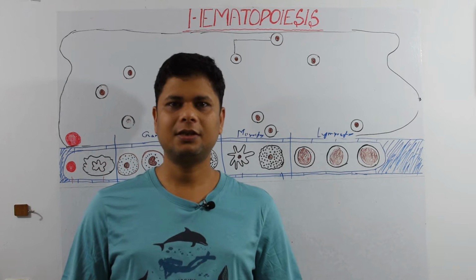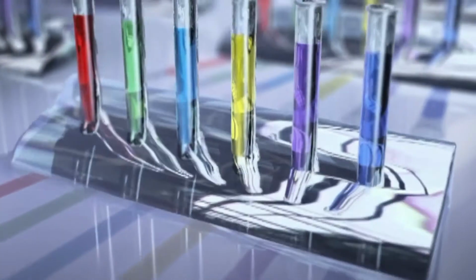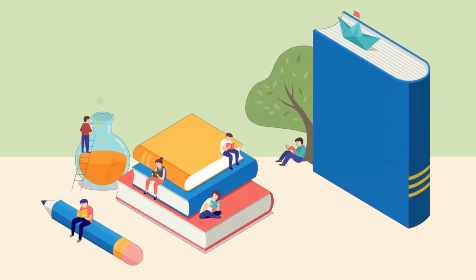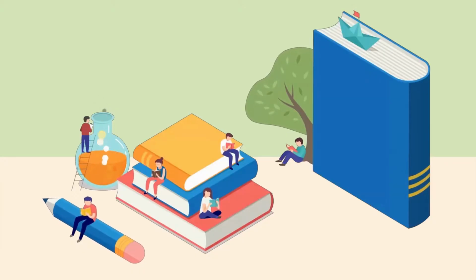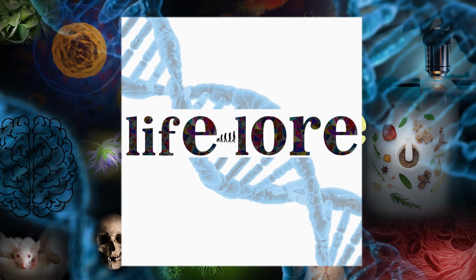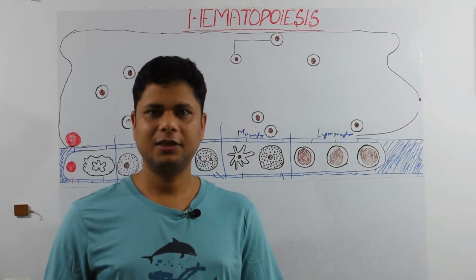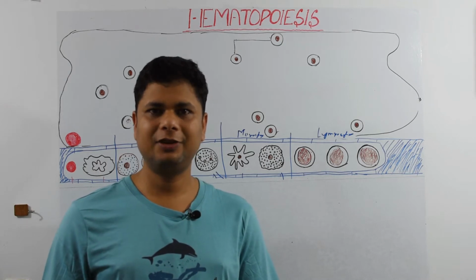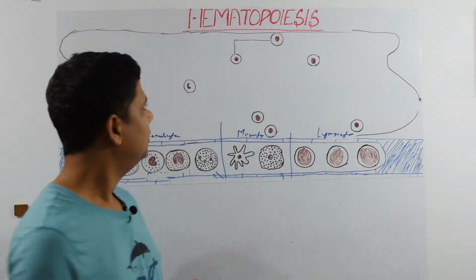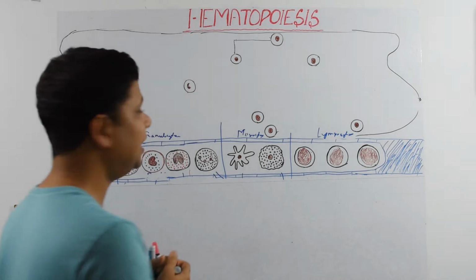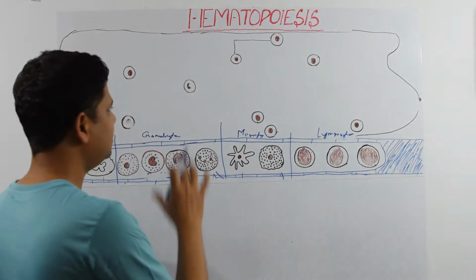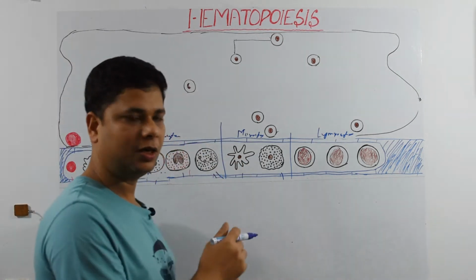Today we are going to discuss hematopoiesis. So what is hematopoiesis? Hematopoiesis is the production of different blood cells from hematopoietic stem cells. So this whole process is called hematopoiesis.